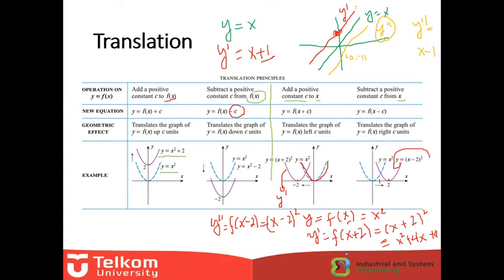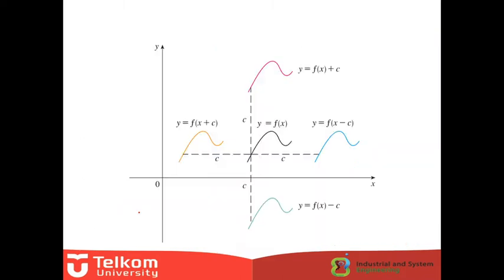Moved to the right by 2. So if we have y double prime equal x square minus 4x plus 4, then we can draw this graph. So we can define this graph using translation. This is the reference, y equal x square, and you can move up and also move down. So we can make this conclusion.